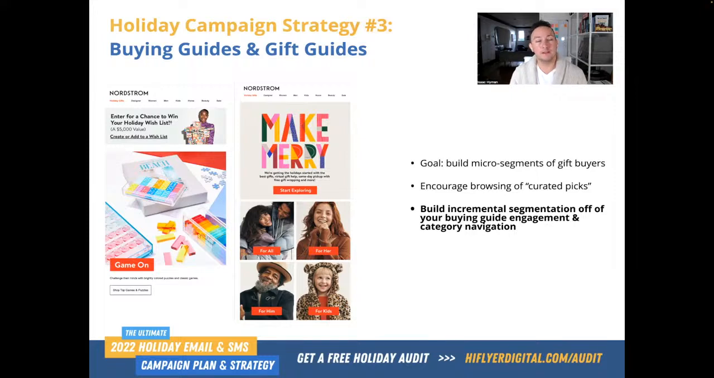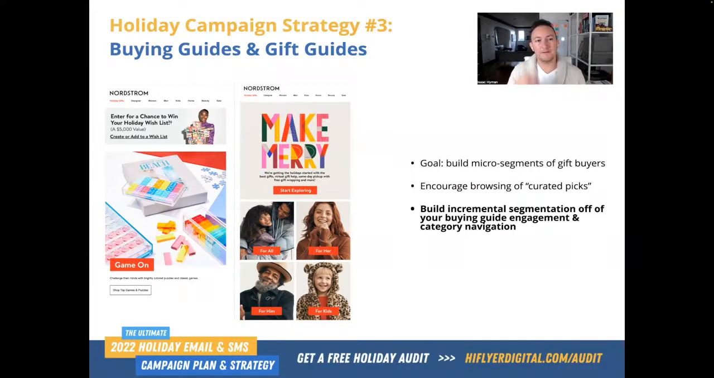You can build incremental segmentation off of your buying guide, engagement, and navigation. That's the beauty of it. If someone's in the market for gifts for kids, we know they're in the market for gifting kids. So the next email, the next touches, the next SMS you send can be related to gifting for kids, right? That's kind of the magic of buying guides. And you may see it, and it does convert directly, but it's also a great source of inspiration for customers to start getting ideas and thinking about, oh, what do I need to get? How do I create a wish list, right?